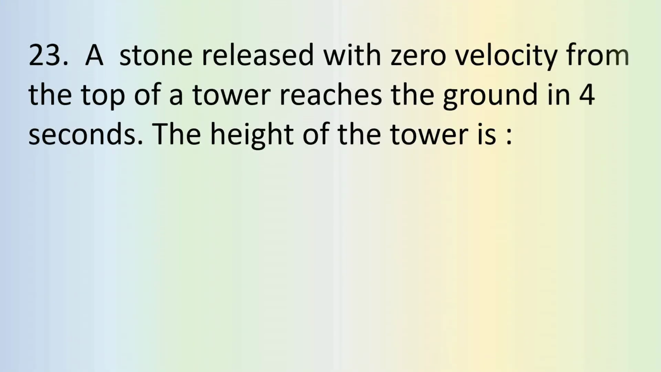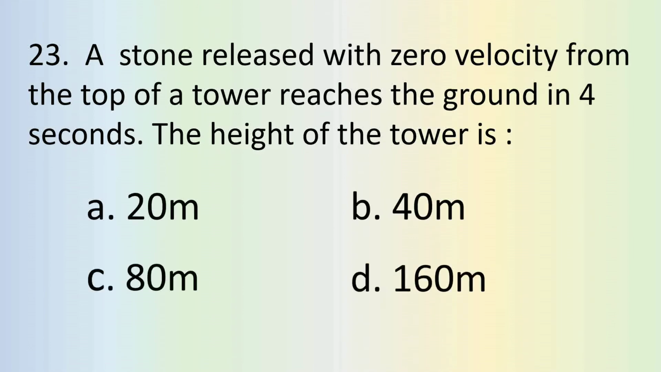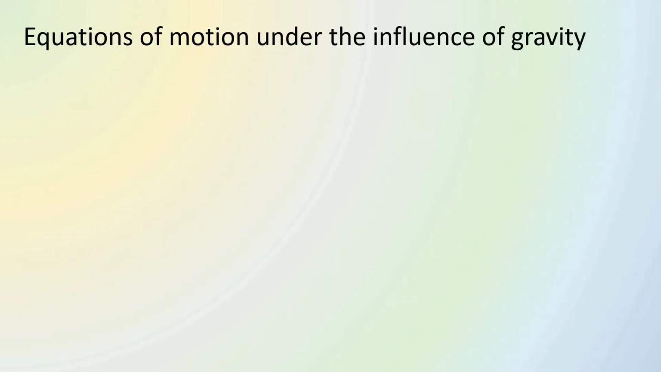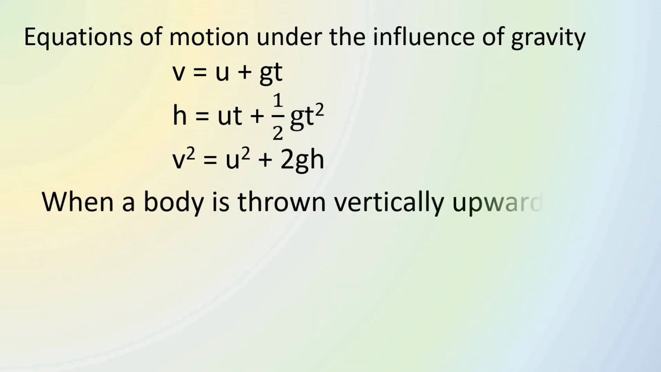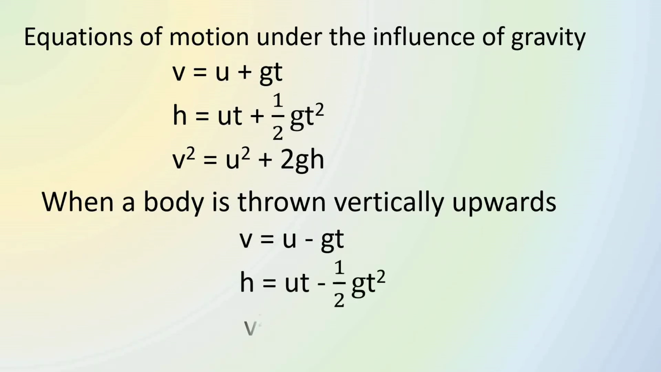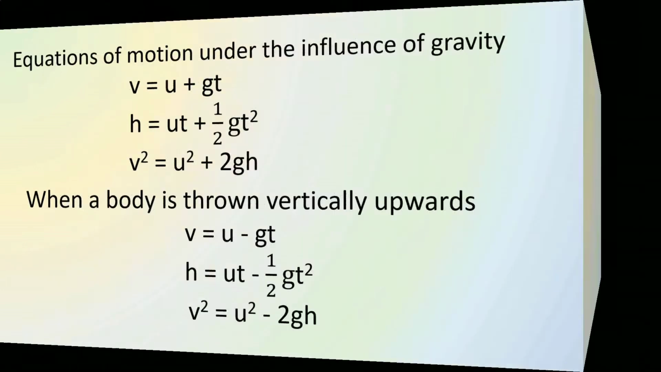Question number 23 asks us to calculate the height of the tower from the top of which a stone takes 4 seconds to reach the ground. We have three equations of motion under the influence of gravity: v equals u plus gt, h equals ut plus 1 by 2 gt square, and v square equals u square plus 2gh. When a body is thrown vertically upwards, the equations become v equals u minus gt, h equals ut minus 1 by 2 gt square, and v square equals u square minus 2gh.